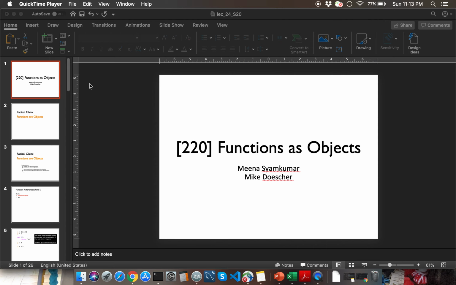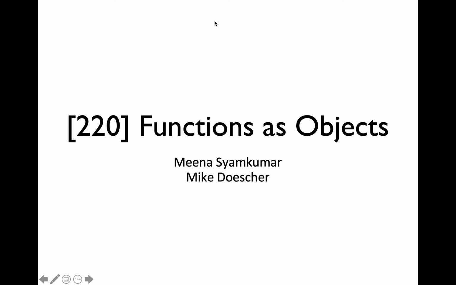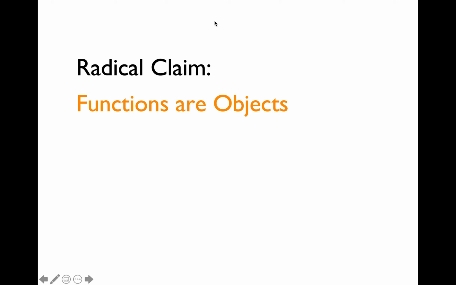This video lecture is for the topic of functions as objects. So this idea that functions are objects is extremely radical. So why exactly is this radical? It could have a lot of crazy implications.